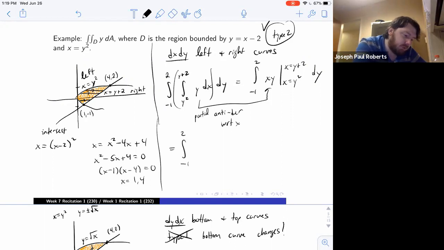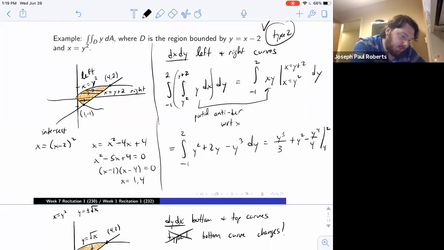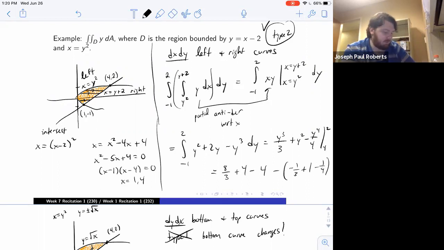So I get the integral from -1 to 2 of, well, if x is y plus 2, this is going to be what? y squared plus 2y minus y cubed. And then at this stage, it's just a Calc 1 type question. So what? y cubed over 3 plus y squared minus y to the 4th over 4 between -1 and 2. Whatever that ends up being, what? 8/3 plus 4 minus 4 minus -1/3 plus 1 minus 1/4. Whatever that ends up being.